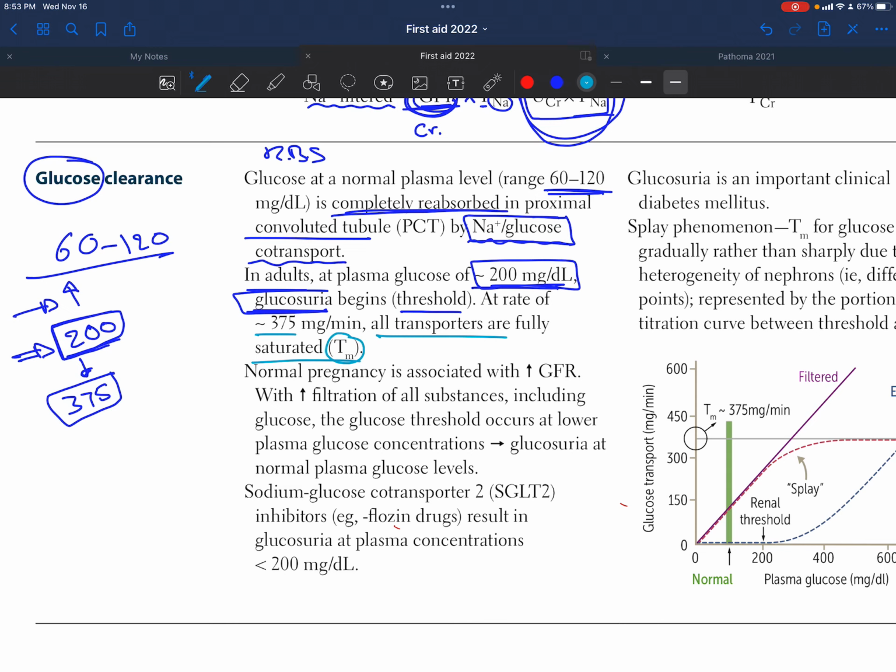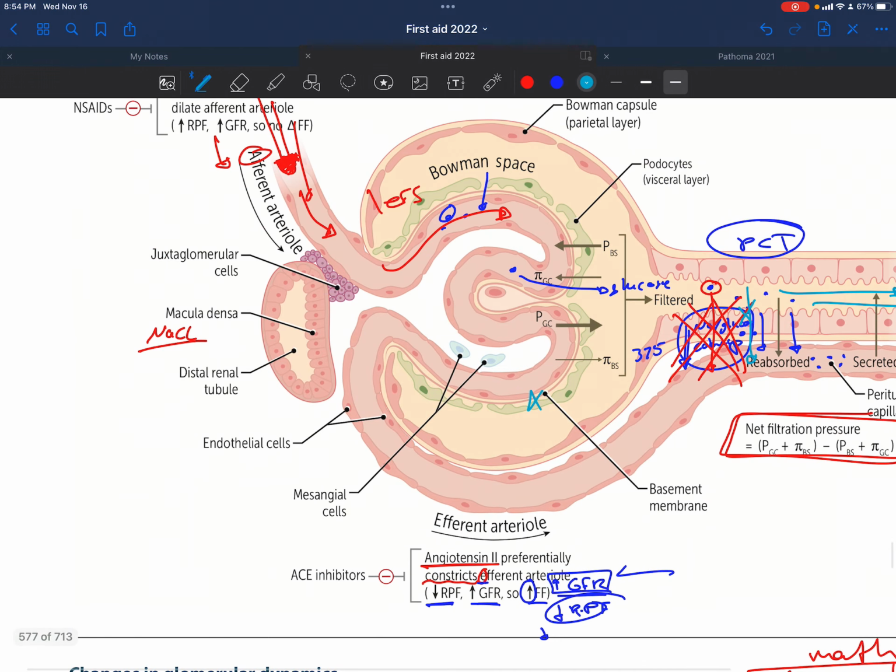This is, of course, under abnormal conditions. When the person has 200, we start to have glucosuria. But when it comes to 375 of glucose in the plasma, then all the transporters are going to be saturated. But that's for the abnormal conditions. If we have a pregnancy, which is a normal physiological condition, the GFR for pregnant women increases the filtration of all substances. So everything is extra filtered within the glomerulus over here. So everything is extra filtered, extra filtered, extra filtered.